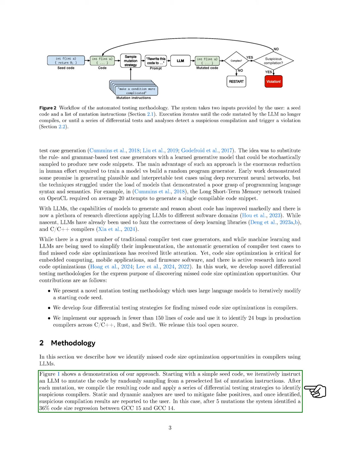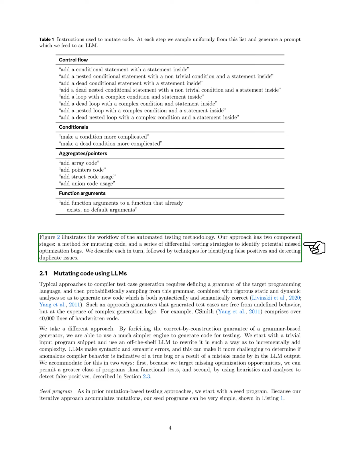To reduce false positives, we utilize both static and dynamic analyses, and we report any concerning compilation results to the user. For instance, after 5 mutations, our system detected a 36% increase in code size between 2 versions of the GCC compiler. Our approach consists of 2 main stages: mutating the code and employing differential testing strategies to uncover potential missed optimization bugs. We will explain each stage in detail, along with methods for identifying false positives and recognizing duplicate issues.